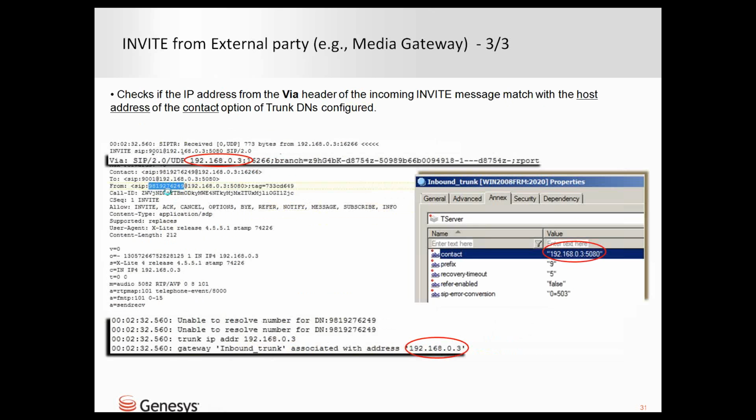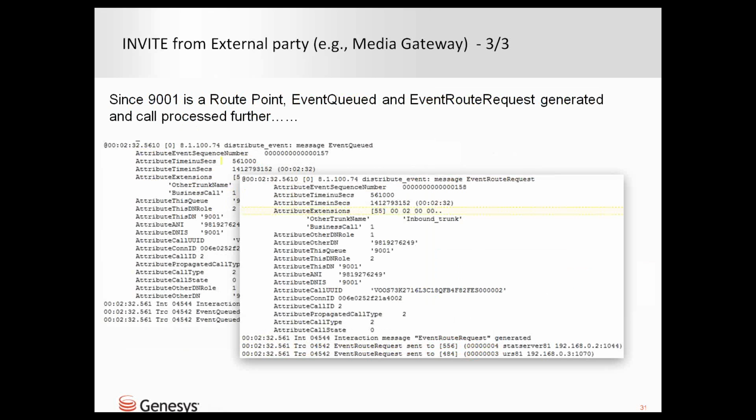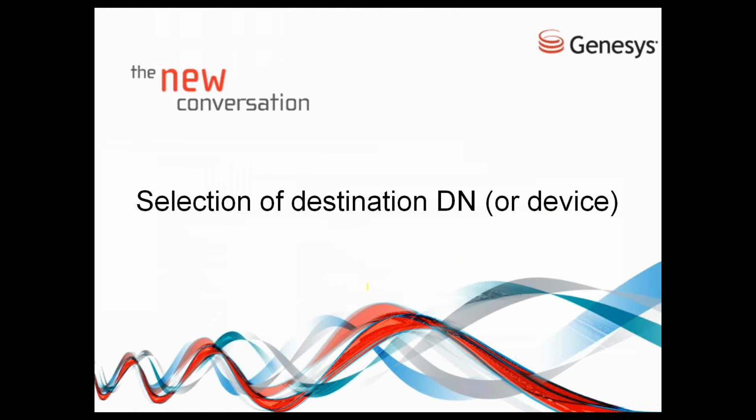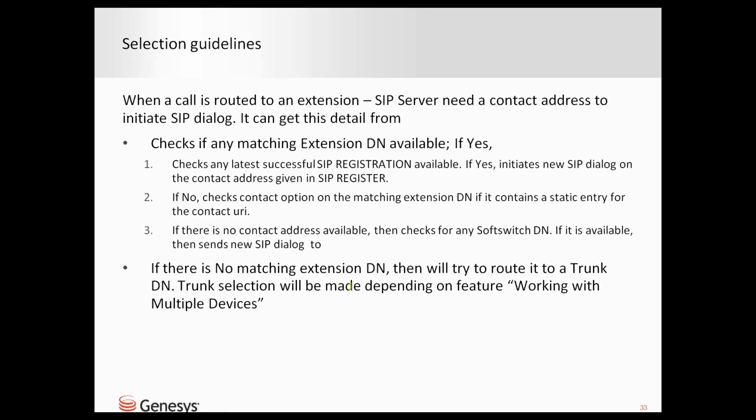Now, as previously, let's go back. So the invite is coming on number 9001. So it's going to send the call to a route point. You get the event queued and event route request, and the call is processed as per the strategy loaded on the route point. Fine. Let's move on to the selection of destination.